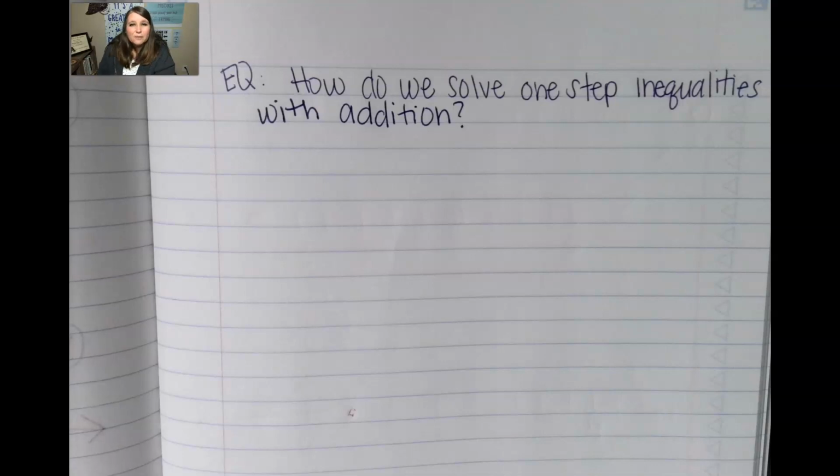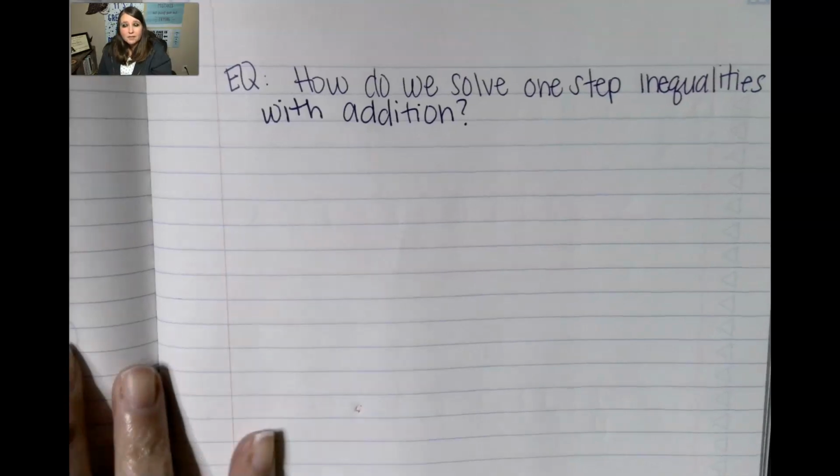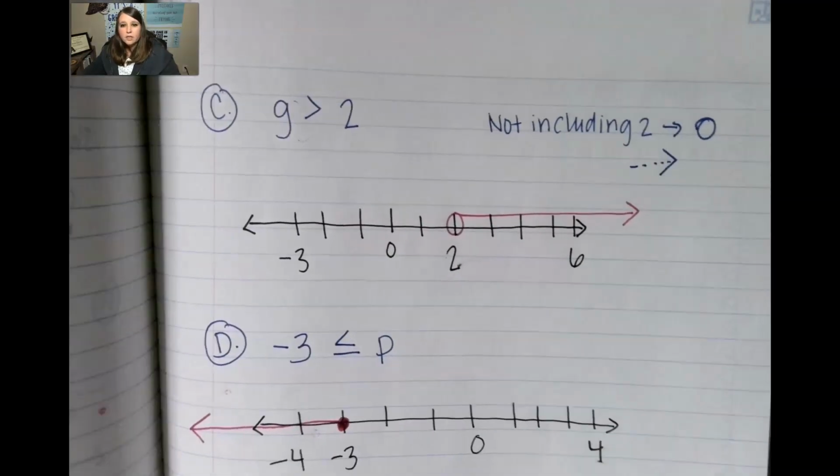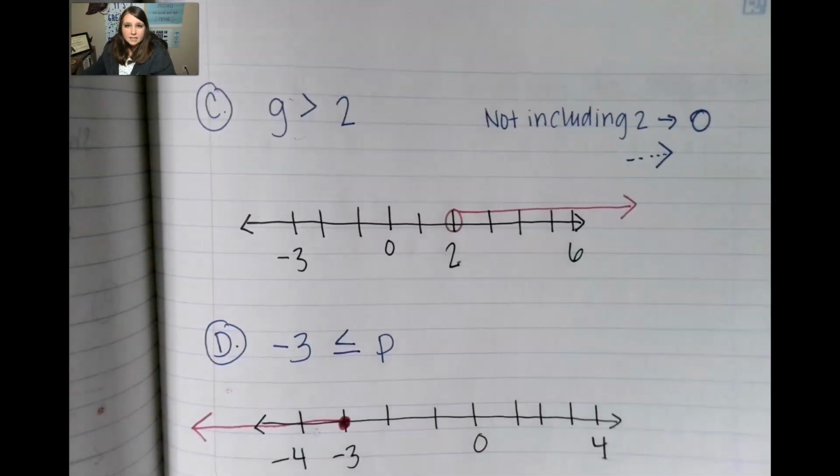Hi everyone, today we will be learning about solving one-step inequalities by using addition. Well, what in the world does that even mean? Well, it means the same thing as when we solved one-step equations, except we will continue to use the inequality symbol, either less than or greater than or equal to, and solve and graph the same way that we did using the closed dot or the open dot in our last lesson.